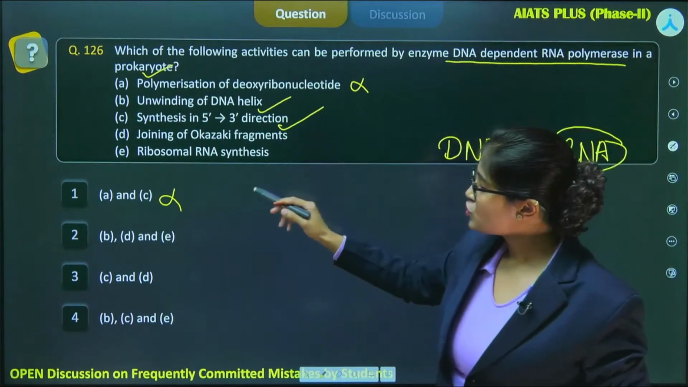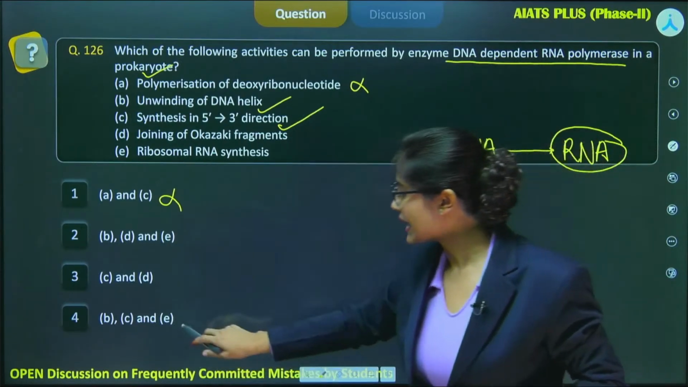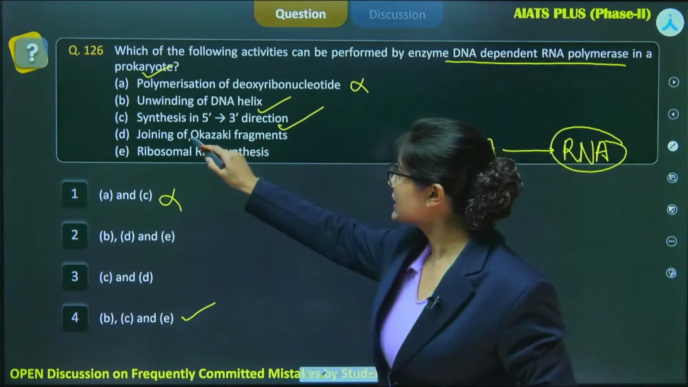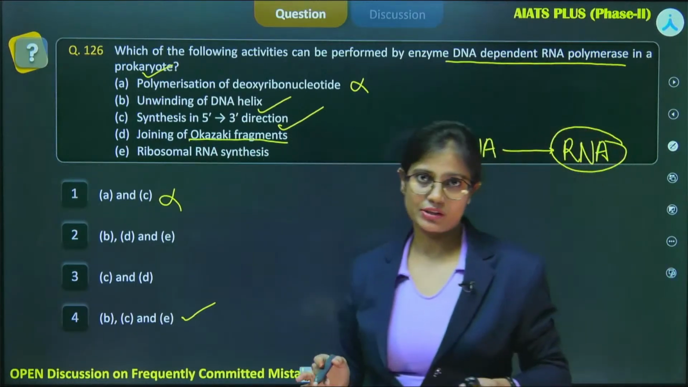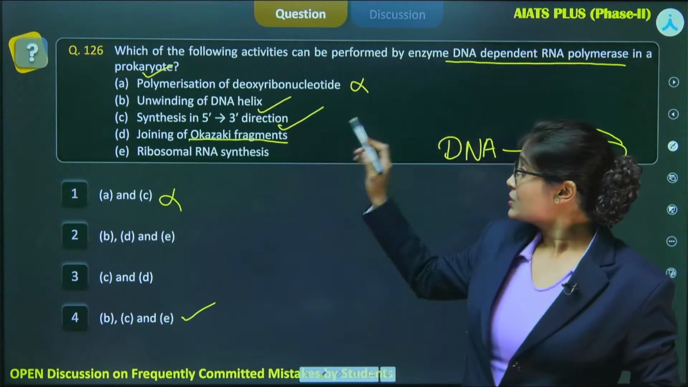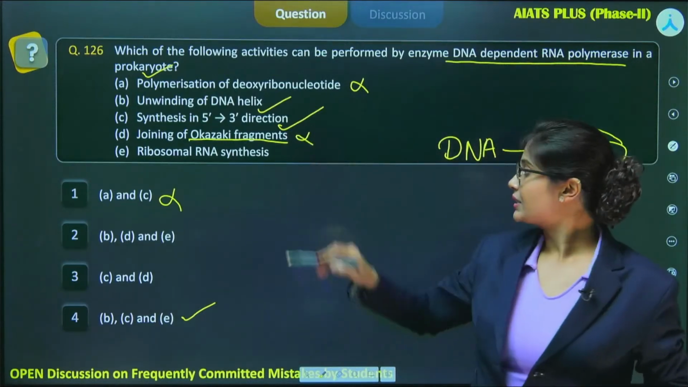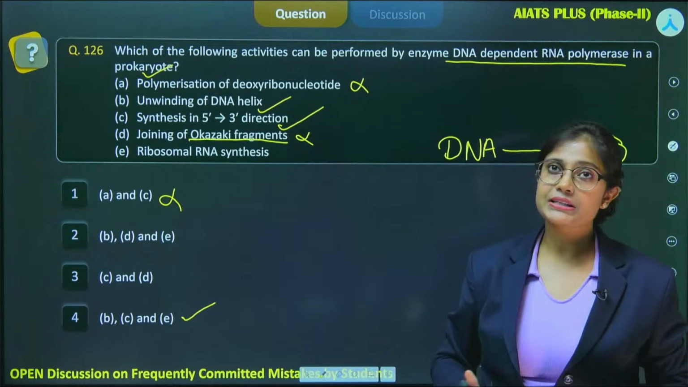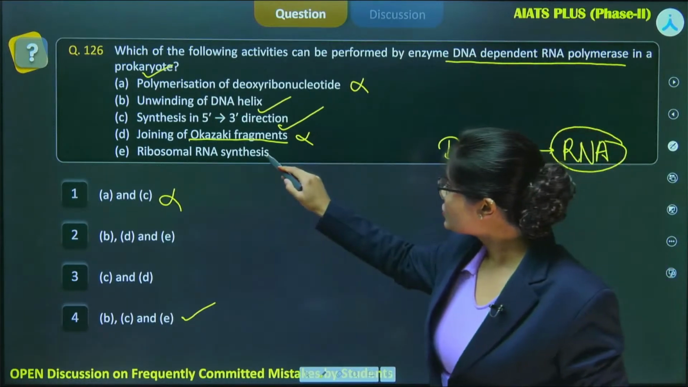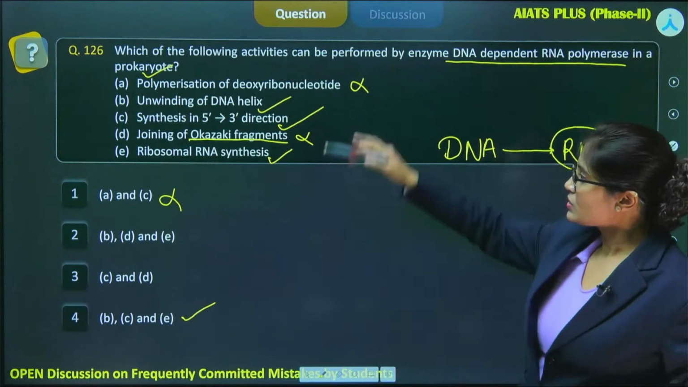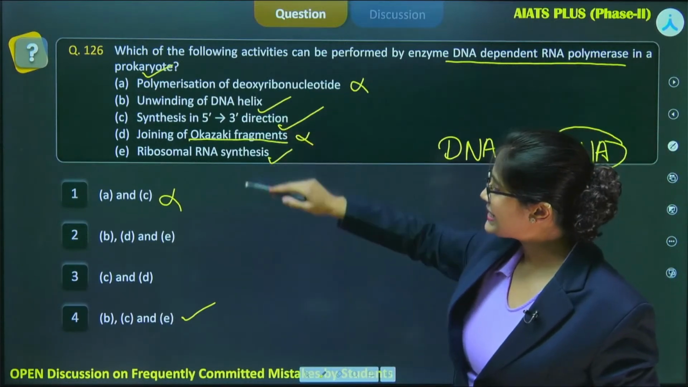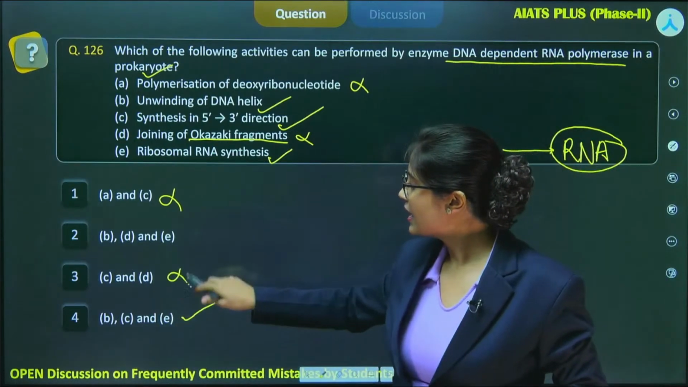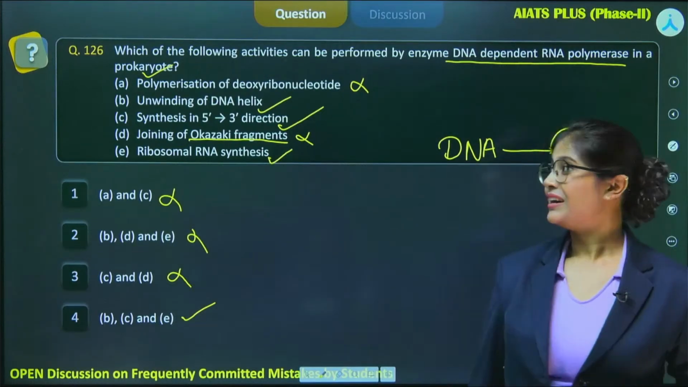So we have to choose the option in which both B and C are present. That means option 4. Now if we see the next option which says joining of Okazaki fragments, these are formed during the DNA replication, not during the transcription. So this option is incorrect. Next one is ribosomal RNA synthesis, as this is the only enzyme which catalyzes all the types of RNA in prokaryotes. So this is also one of its features. So among the 5 features, 3 are true, that is B, C and E, which is present in option 4. So from here, I can directly hit the correct answer, right?